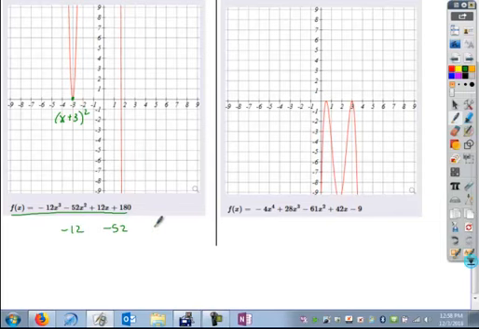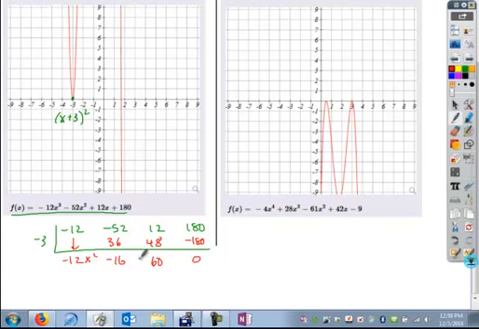12, -52, -12, 180. So if you set this up using synthetic division with a corresponding zero at -3, what you would be able to do is drop the 12 down, multiply, combine down, multiply, combine down, multiply, and what should happen is you should get that remainder of 0. Okay? So what that means is you now are dealing with this expression. Well, you know that that factor, or that zero of -3, happens twice. So I'm going to do this again with another -3.